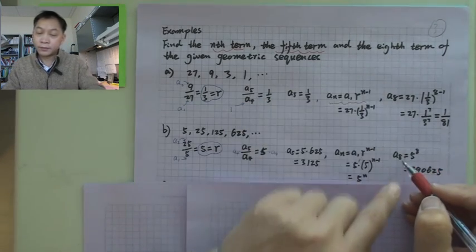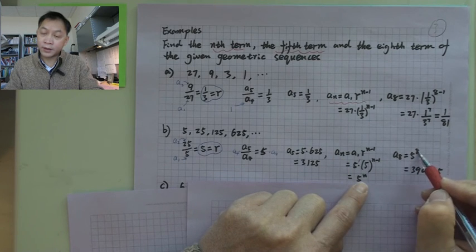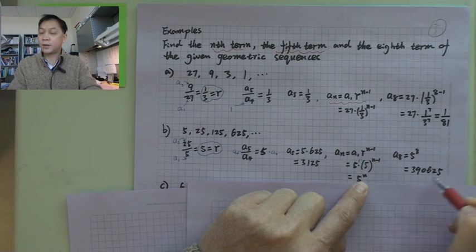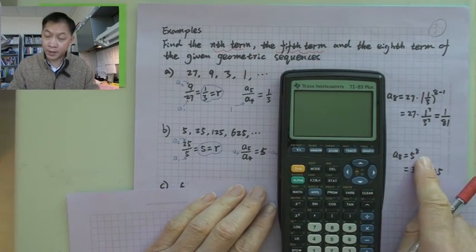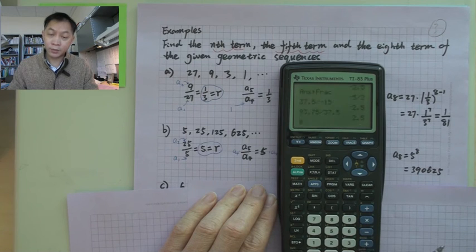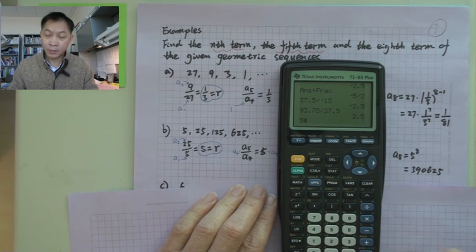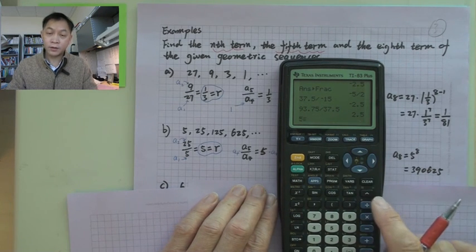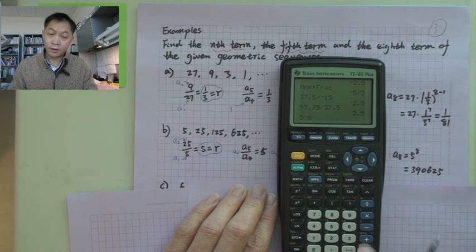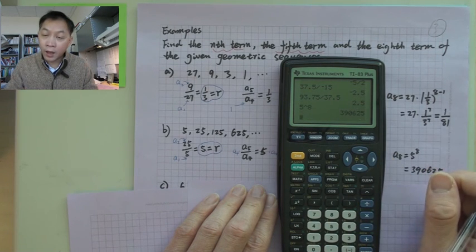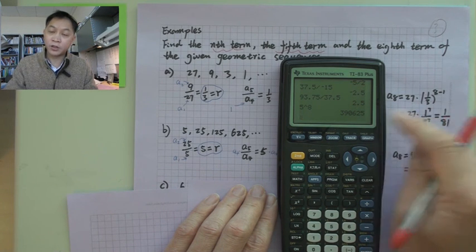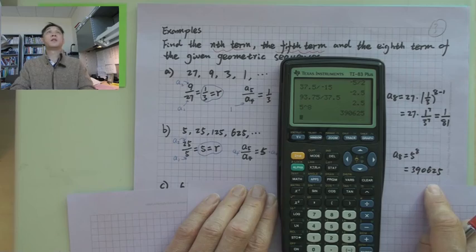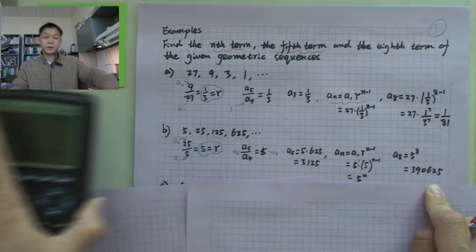We need the 8th term. So if here is 8, and then here is 8. 5 to the 8th is a big number. It's not 5 times 8. It's 5 to the 8th. That's 5 times 5 times 5, 8 times. You can do 5 to the 8th. That's 390,625. That's the number right here.